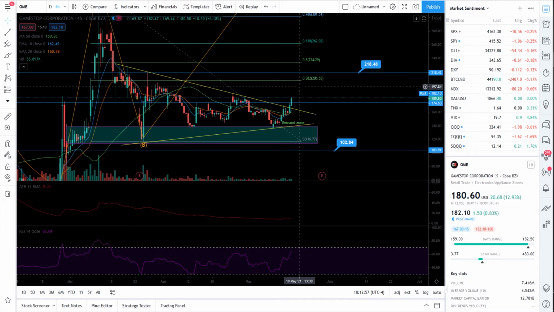And to enter this play, we don't want to buy the break of this trend line and resistance level. We want to buy the retest. So I will explain what I will be looking for to enter this position.